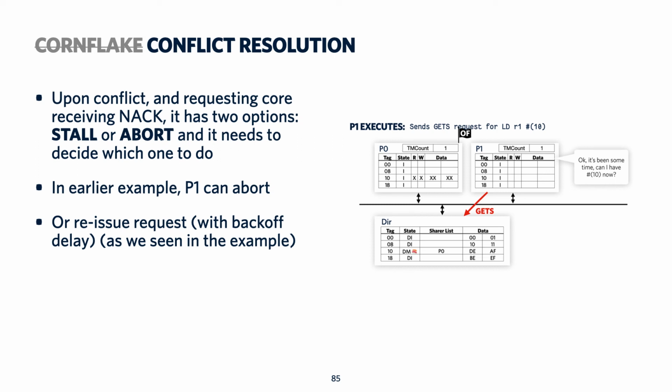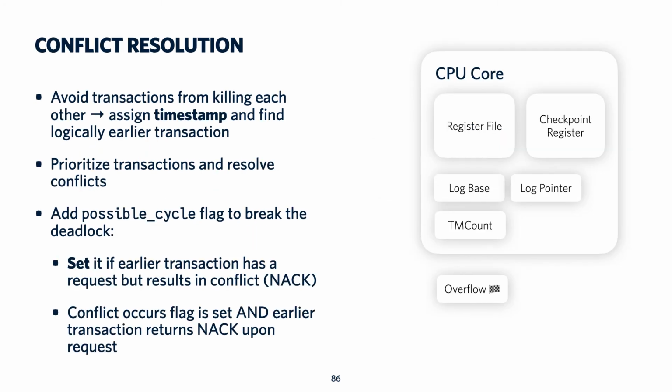So all in all, conflict resolution is that to resolve a conflict, the core either needs to stall or abort. And in the earlier example, P1 could choose to abort, but as we've seen in the example, it chose to reissue the request at some later time. And there are cases where transactions could be killing each other due to, as we talked about earlier, either deadlocks or live locks.